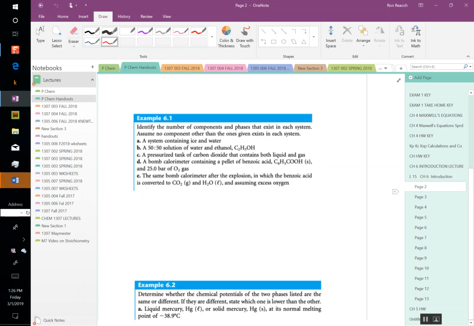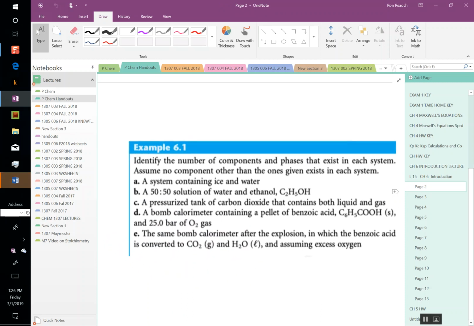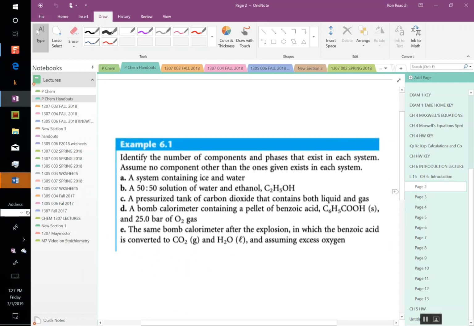So here's the first example. It says identify the number of components and phases that exist in each system. Assume no component other than the ones given exists in each system. So they want to know the number of components and phases. A system containing ice and water has how many components? One. The only thing in there is H2O.